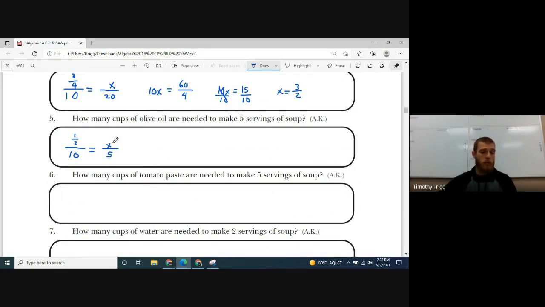So again, cross multiply. So 10 times x is 10x. Cross multiply. 5 times 1/2 is 5/2. Divide both sides by 10 to get x by itself. X will equal 5/20, which reduces down to 1/4. Right? I could divide both top and bottom by 5 to get 1/4.